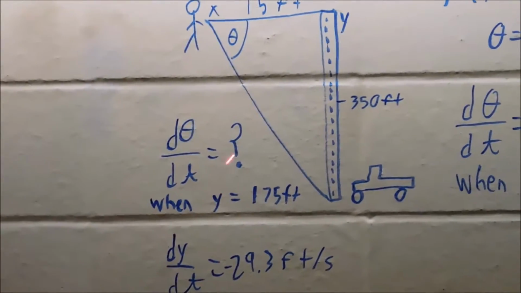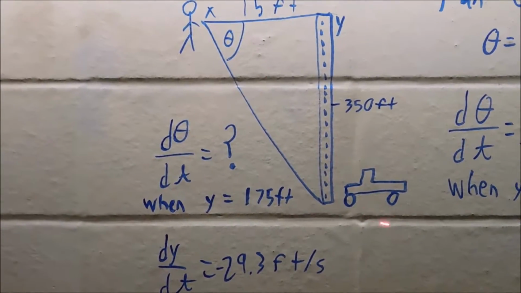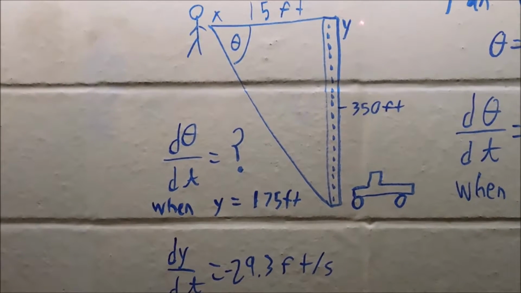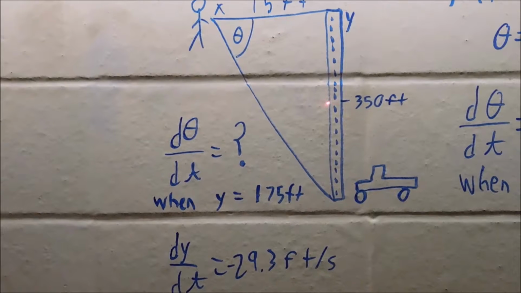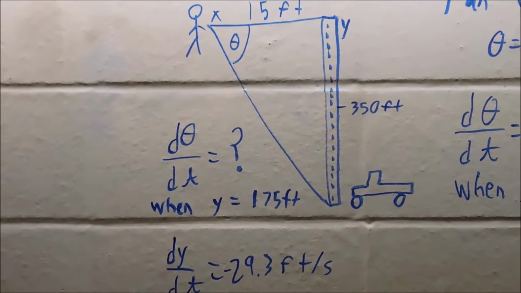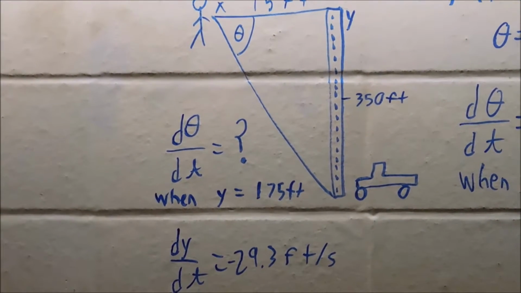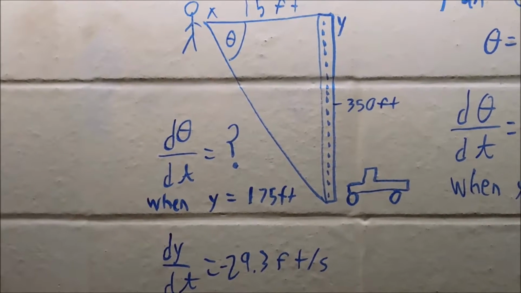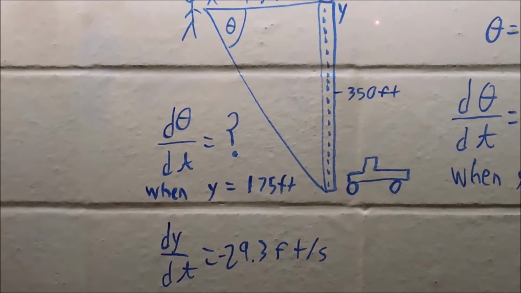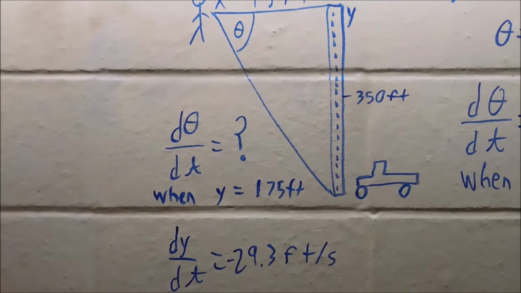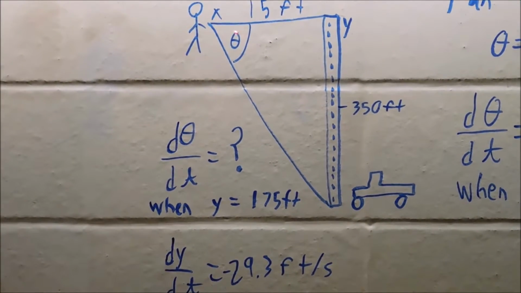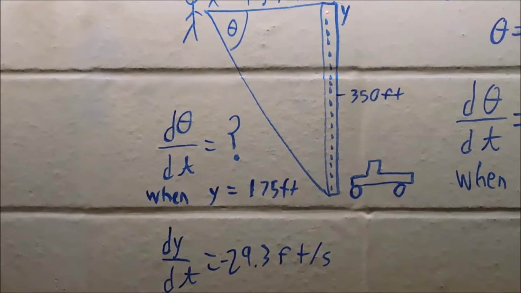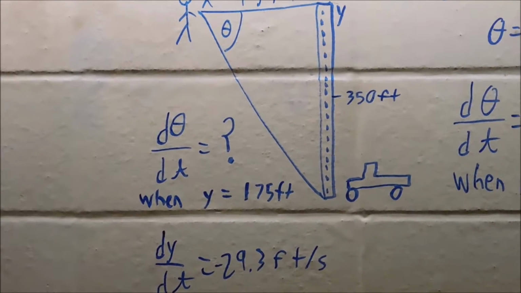All right, so in this problem, we have a person who's viewing a truck. The truck is coming toward them at about 25 miles per hour at about halfway, so at 175 feet, because 350 divided by 2 is 175. So the truck is coming at them at about 25 miles an hour, or in feet per second, that is about 29.3 feet per second. And they're standing about 15 feet away from the road where the truck will be coming by.